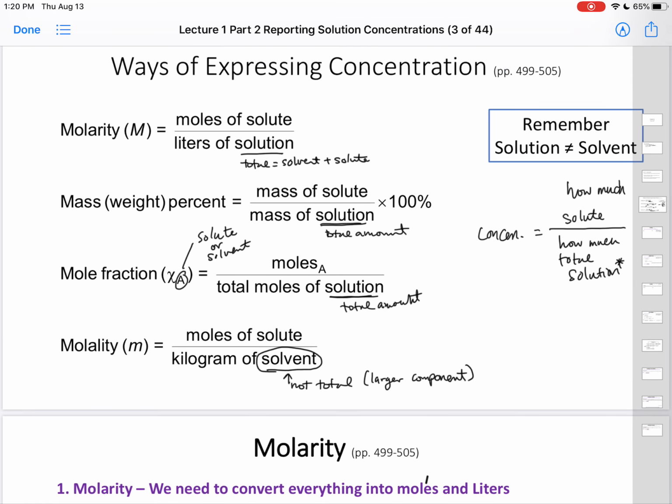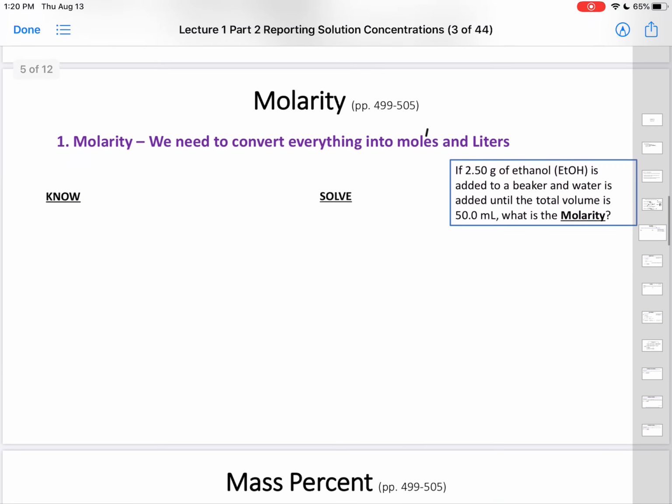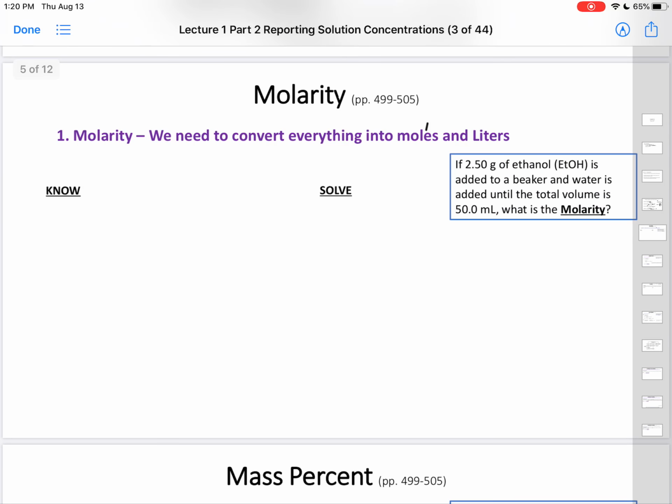So remember, that's why I wrote here, it's very important to remember. The solution is not the solvent. The solution is the total amount. The solvent is the major component. All right, so let's just do an example here.